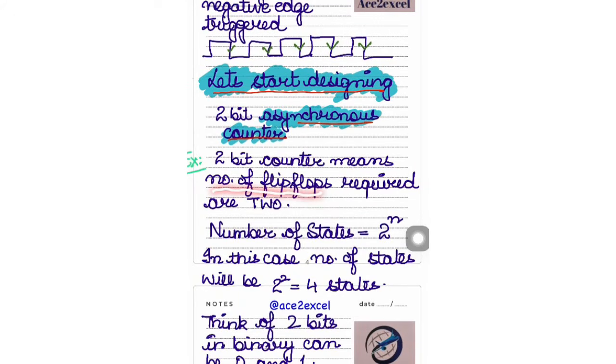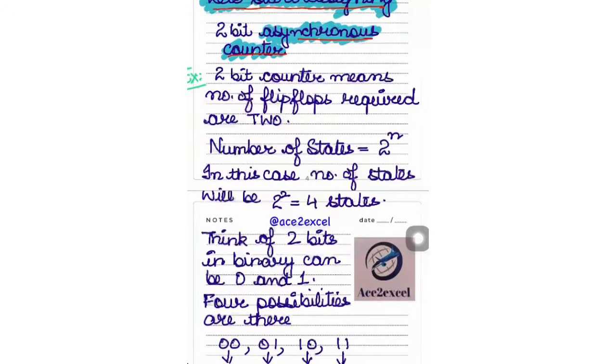Do keep in mind, number of flip-flops will always be equivalent to bits. So 2 bits means number of flip-flops required are 2. Number of states any counter can count is always equal to 2 raised to power n, where n is number of bits. So if it is 2 bits, the number of states will be 4. Again, 4 means mod 4 counter we are going to design.